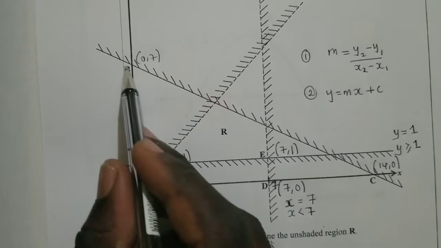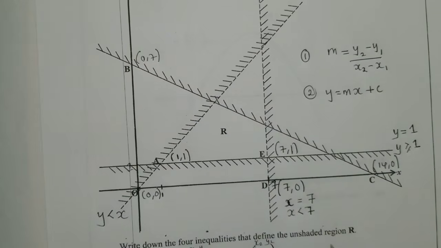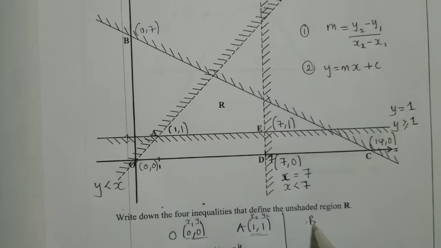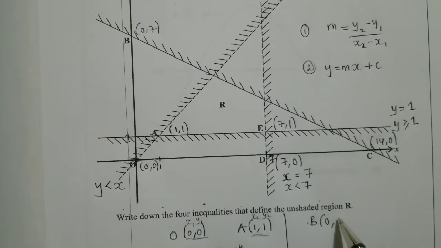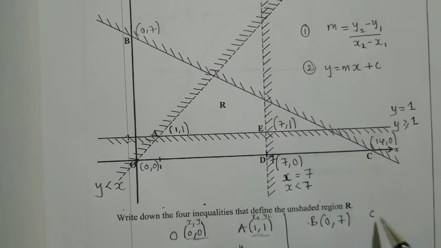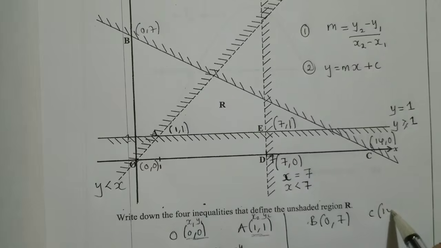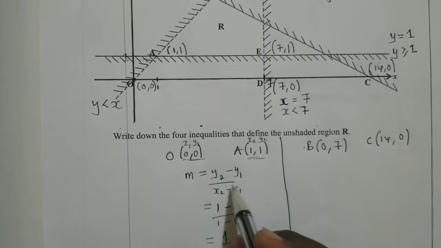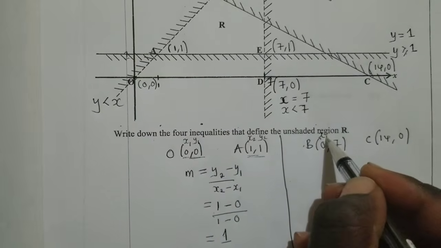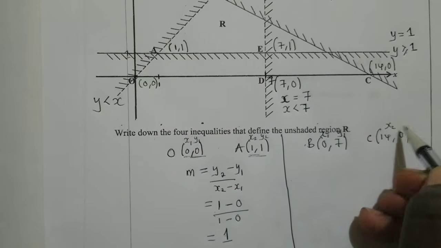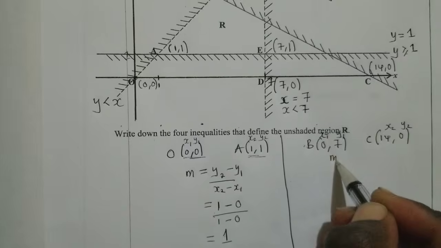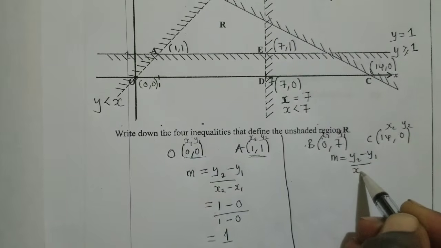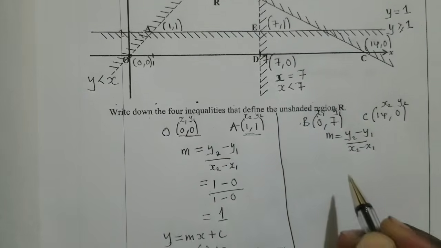So the next inequality will be this one. We pick the coordinates. For B, we have 0, 7. For C, we have 14, 0. So using this formula right here for the gradient, we say this is x1, y1, x2, y2. So the formula will look like this. If you are able to follow nicely, this is how the formula looks.